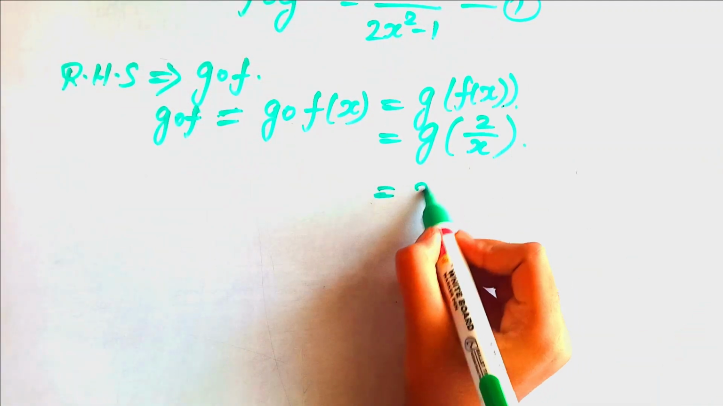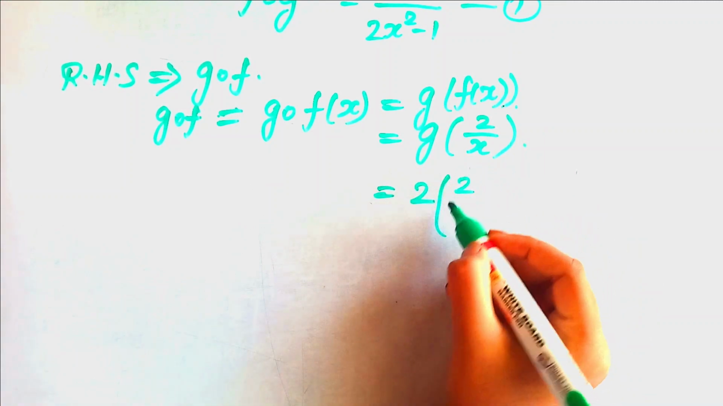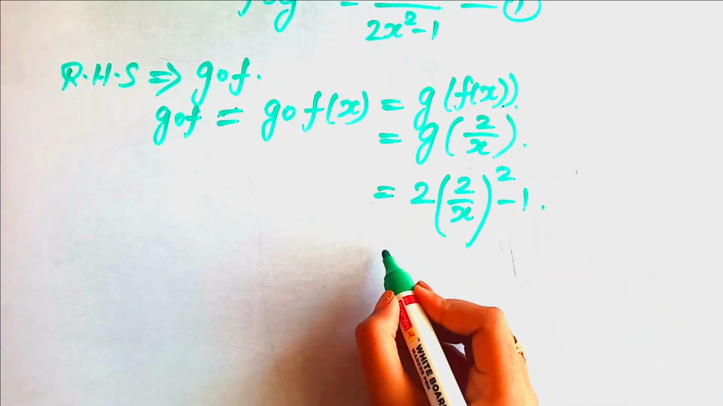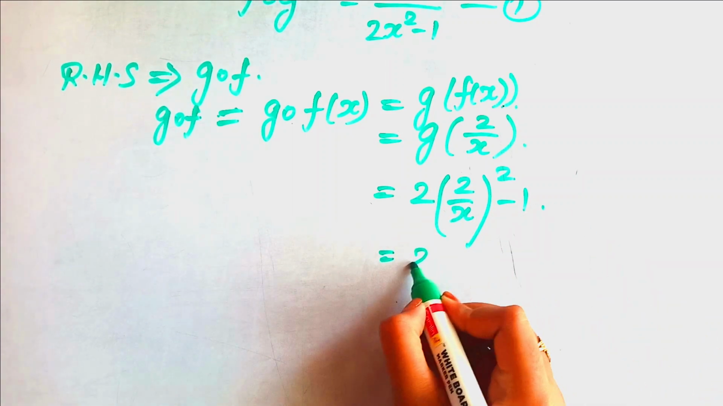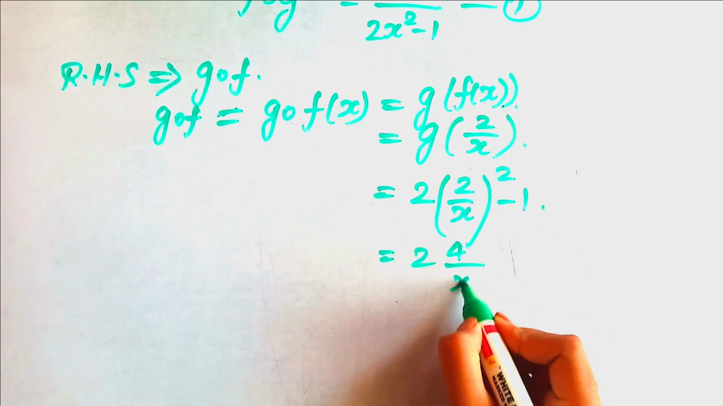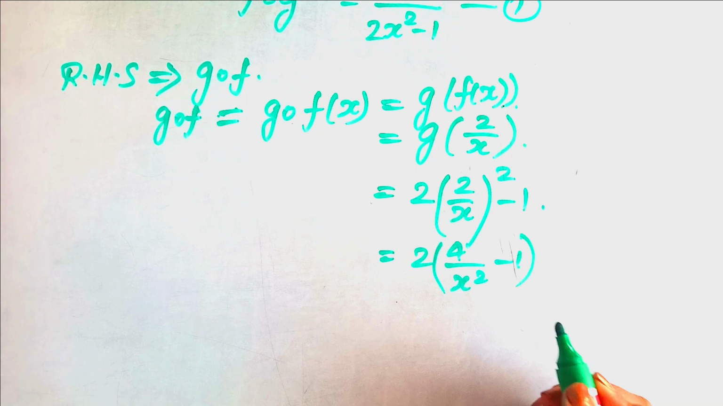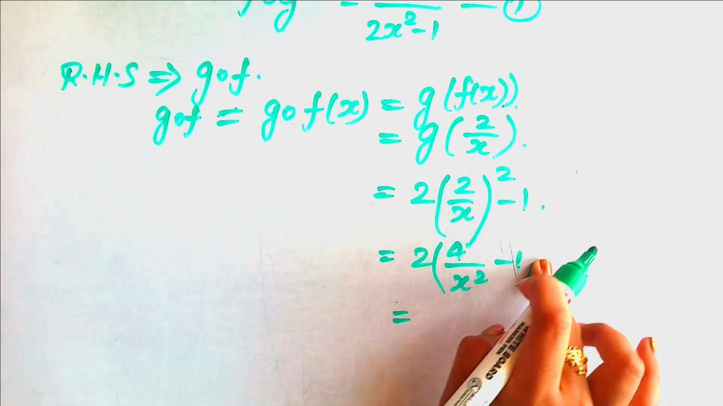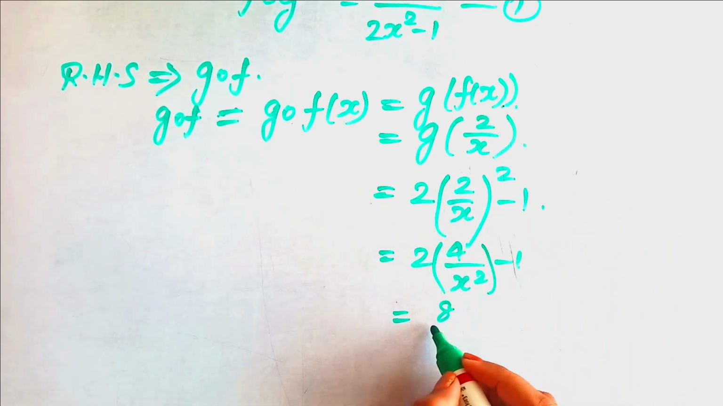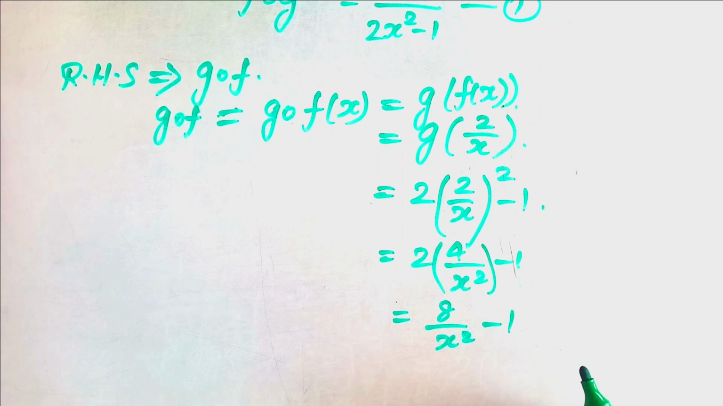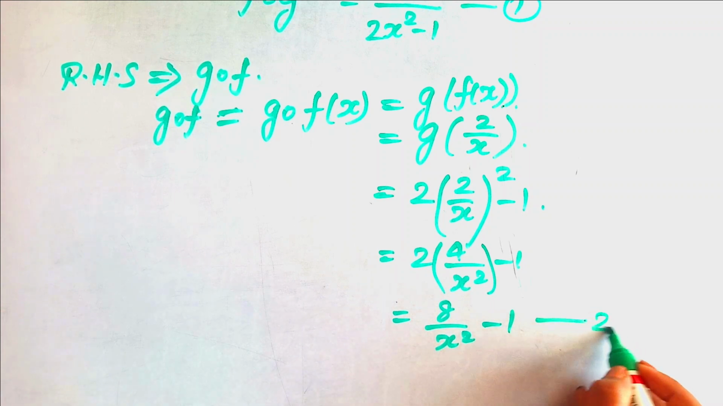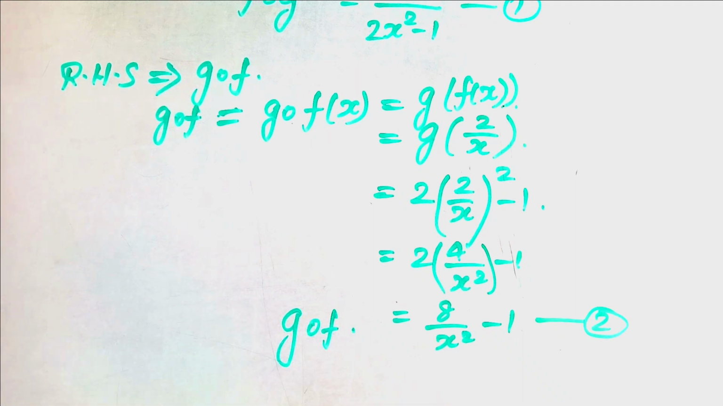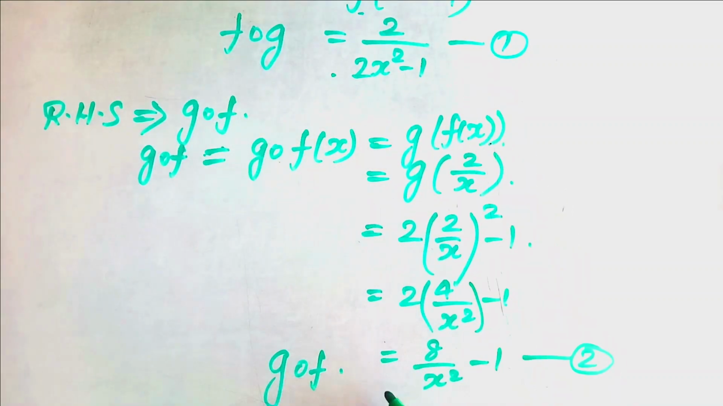Now let's write the equation 2x² − 1, which is 2 times, in the place of x you substitute (2 divided by x) whole squared, minus 1. Okay, this is how you define. Now let's multiply: 2 twos are 4 divided by x² minus 1, and multiplying by 2 inside, you'll get 8 divided by x² minus 1, right? Let's take this as equation 2. This is our g∘f.